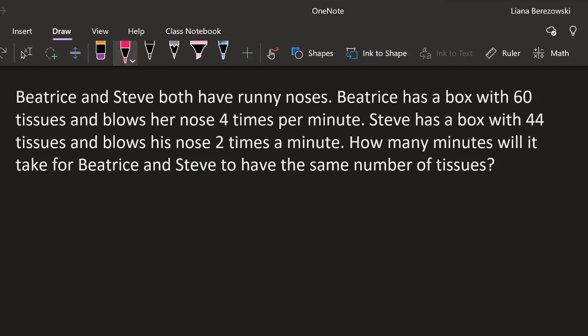So remember that when we're comparing two situations, one side of our equation is going to represent one situation, and the other will represent the other situation. So Beatrice's situation will be one side of the equation, Steve's is going to be the other. Our variable is always the thing that we don't know. So in this case, our variable is going to be number of minutes, and specifically number of minutes it takes for them to have the same number of tissues.